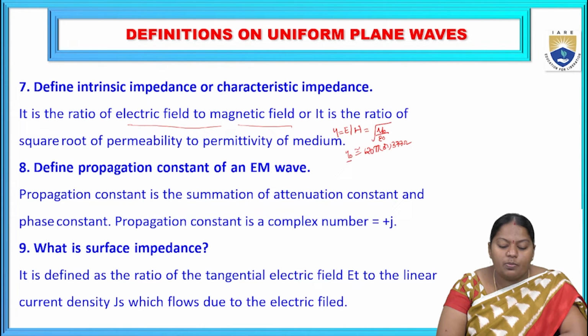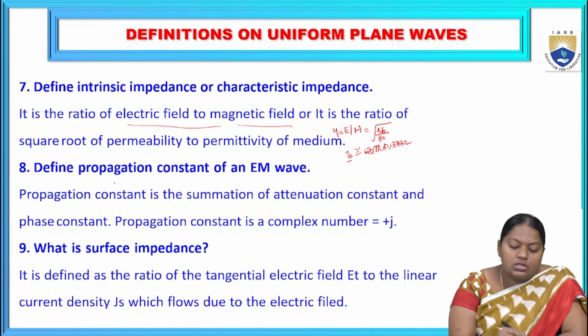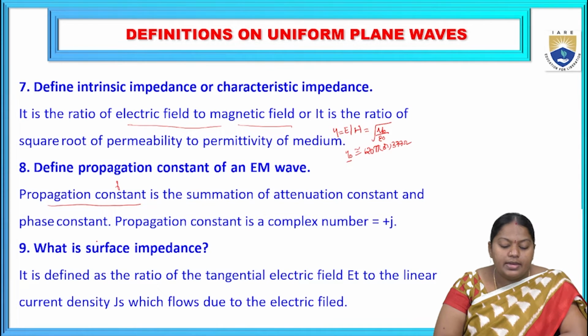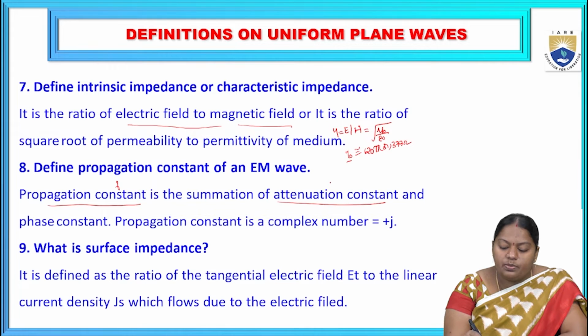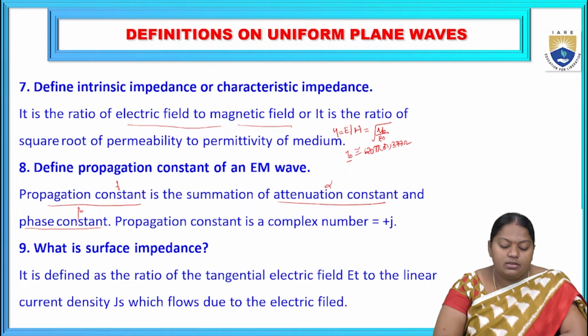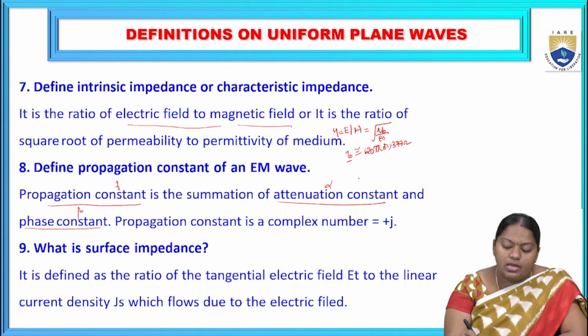Next is define propagation constant of an electromagnetic wave. Propagation constant is generally denoted by gamma, and it is the summation of the attenuation constant, represented with alpha, and the phase constant, represented with beta. The propagation constant is always a complex number, that is, plus or minus j. So in general it is given by gamma equal to alpha plus j beta.